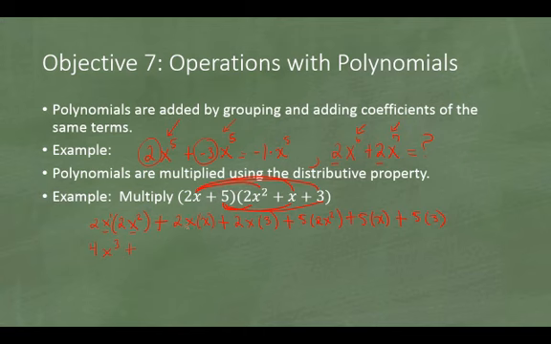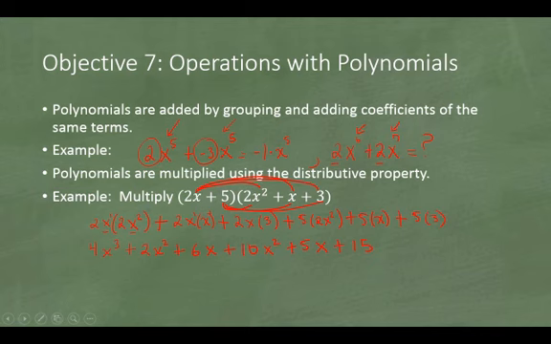Same thing with the next term. We only have a 2 there, so we're just going to write it. And we have x times x, so it's x to the first times x to the first, so that's x squared. Same thing for the third term. 2 times 3 is 6. And we have 1x there. And so on. 5 times 2 is 10 times x squared. 5 times x plus 5 times 3 is 15.